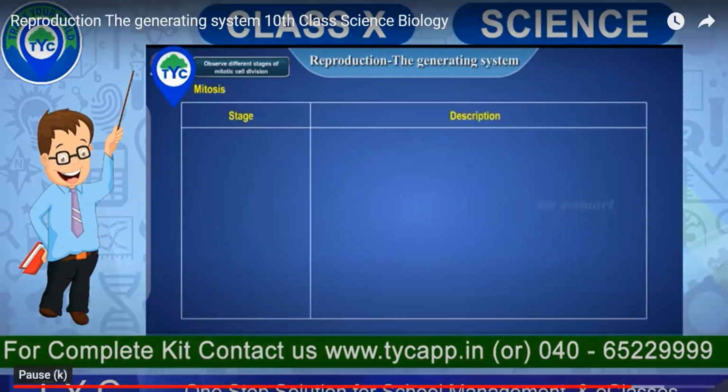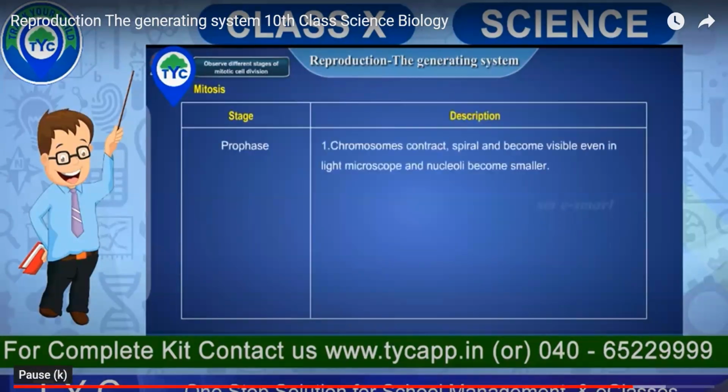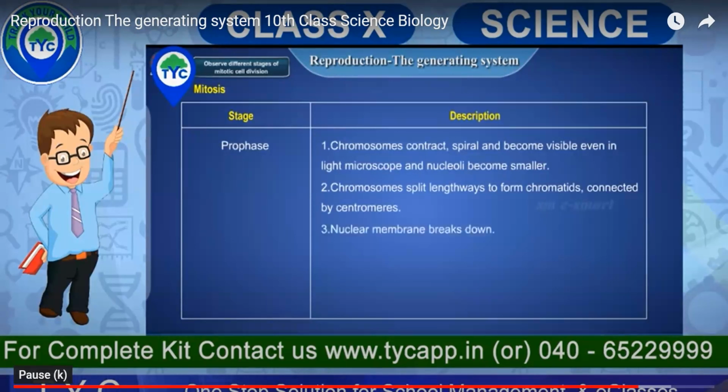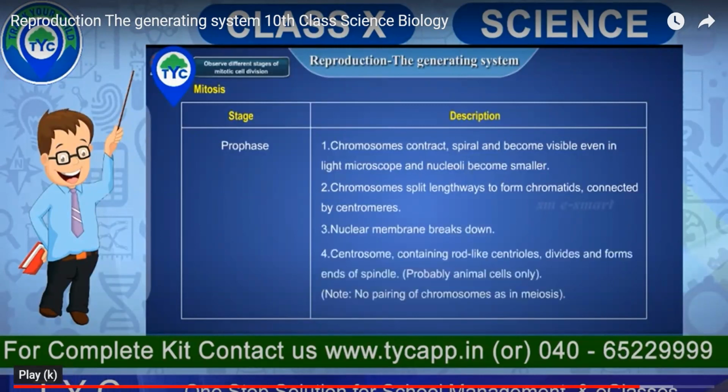If you look at these mitotic divisions, in each phase you see clear changes happening. During prophase, first the chromosomes are thin thread-like structures. They contract, become spiral, and become visible. Otherwise, they were all in the nuclear material and you would not be able to differentiate them. But in the prophase stage, they can easily be differentiated, and the nuclei become very small.